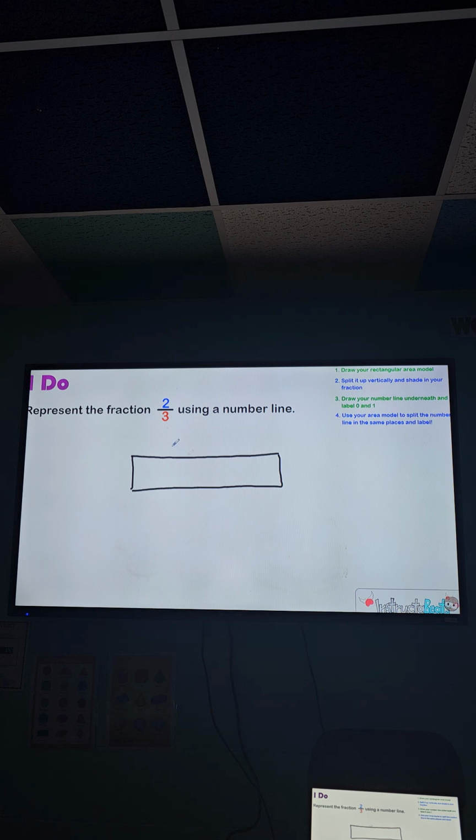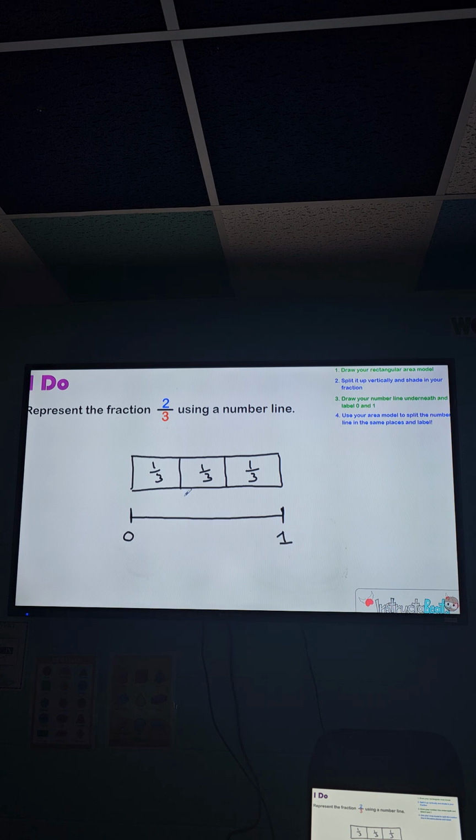And I'm going to split it up vertically and shade it in. So my denominator is 3, that means I need 3 equal pieces, right? And I'm going to label each of these 1/3 because this is my unit fraction, right? Each piece is 1/3, which means my total brownie would be 3/3 or 1 whole. And now underneath of this, I'm going to start my number line where my brownie started, and I'm going to end it where my brownie ends, or my rectangular area model ends. There we go, and I'll label this 0 and 1.